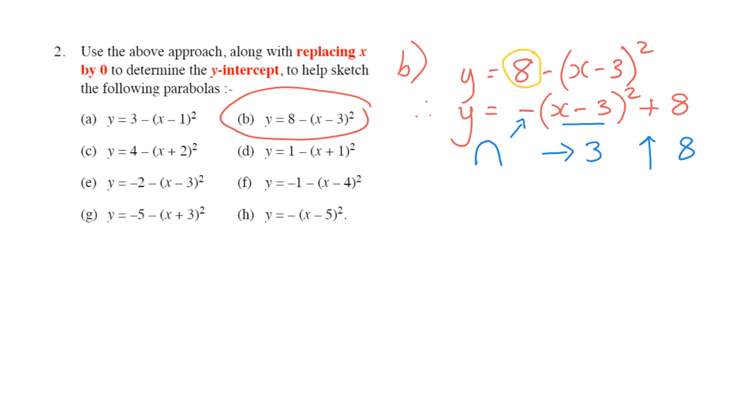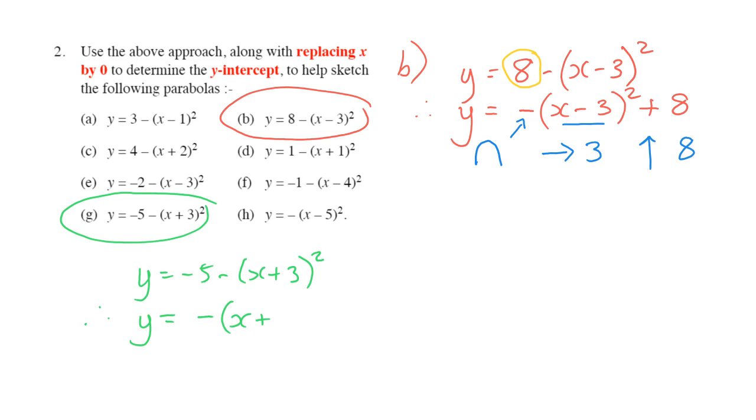Now if we take a second example, let's take G, slightly more complex than this one. Minus 5 minus x plus 3 squared, still dealing with 3. I don't know why, that seems to be the common value. So what we want to do is again take the negative x plus 3 squared to the front. This time the value at the front is a negative, so we've got negative 5.